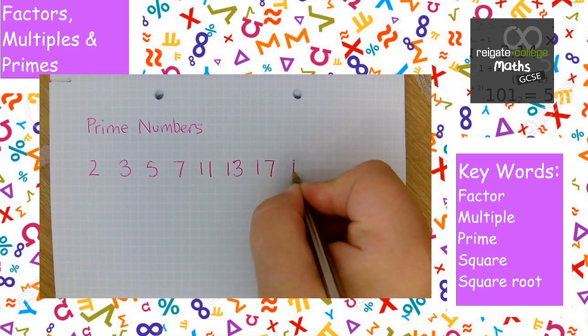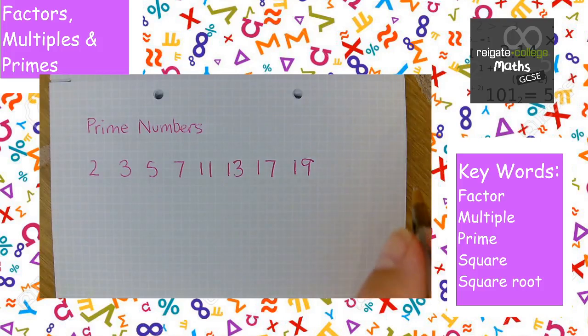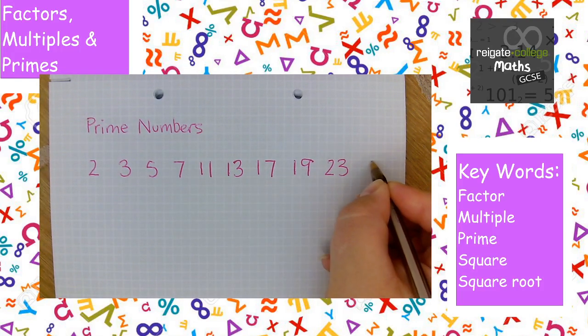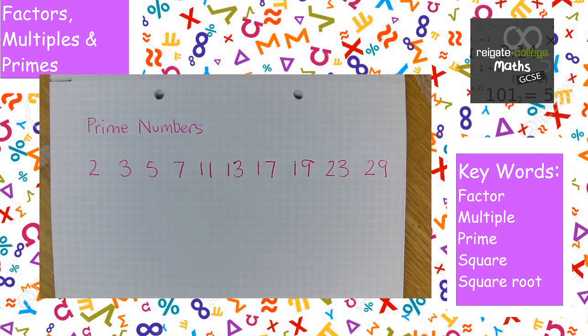17, 19, 23, and 29. There are the first 10 prime numbers.